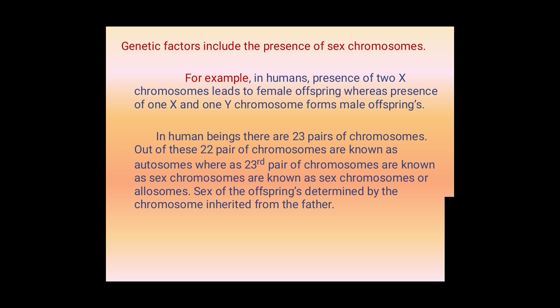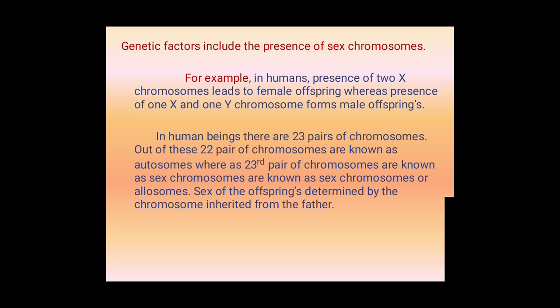Next, come to genetic factors, which include the presence of sex chromosomes. Which are the genetic factors that influence the sex chromosomes? For example, in human beings, the presence of two X chromosomes leads to female offspring. We know that XX refers to female offspring or female progeny, whereas the presence of one X and one Y, that means XY, refers to male offspring, that means male progeny.